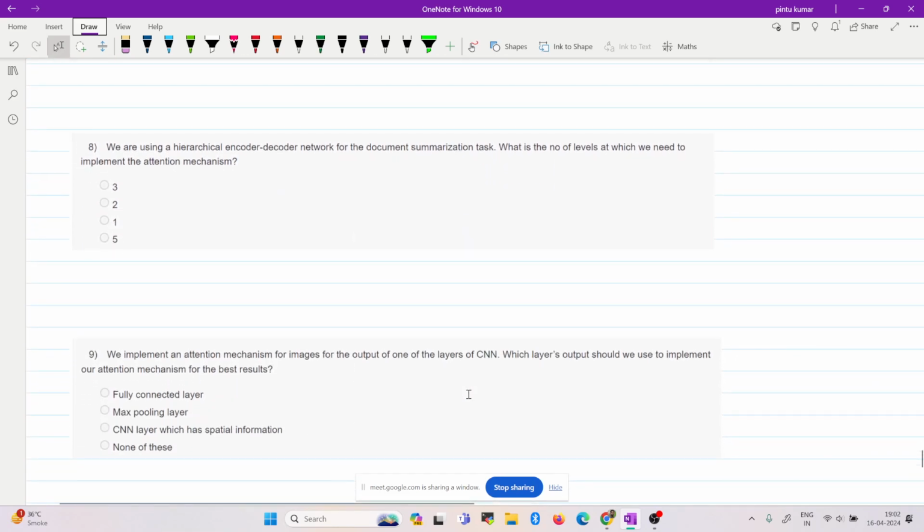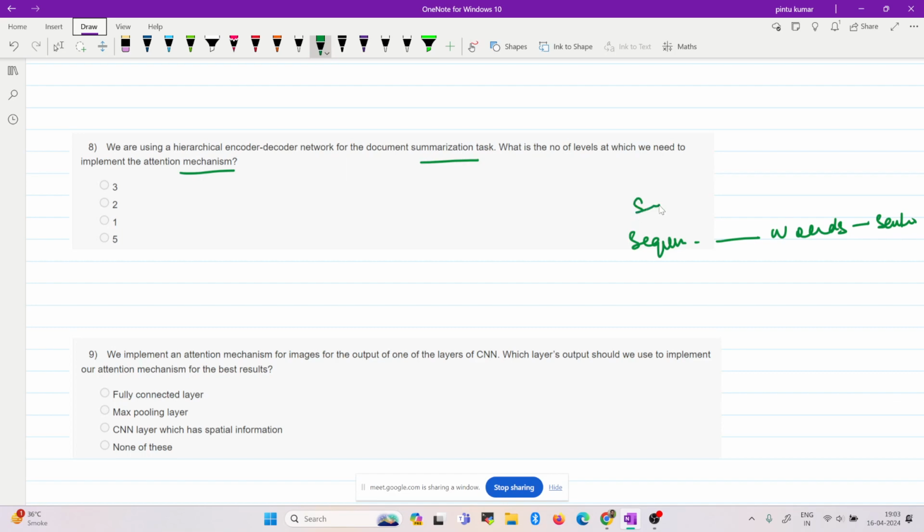Again, we are using a hierarchical encoder-decoder network for document summarization. What is the number of levels at which we need to implement attention mechanism? As we saw in the case that we had, when you are having a document summarization task, the first sequence is formed out of words, and this is called your sentence, and the second sequence is formed out of sentences, that is your document. So there are two levels of hierarchy, right? So 2 is the correct answer.